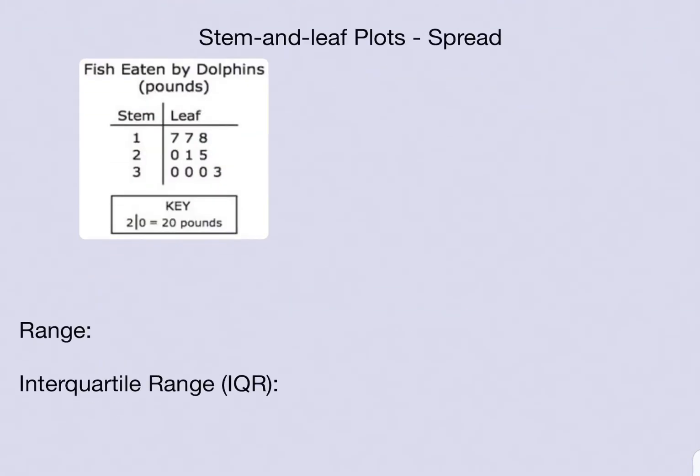Okay, moving on to measures of spread. Now, just looking at the stem and leaf plot, I'm going to go ahead and ask you, what do you think the range of this data is? Now, we don't even have to list out the numbers to find the range. We need to look at our first number here, which is 17, and our last or largest number here, which is 33. And we're going to subtract those. 33 minus 17 gives us 16 for our range. That's the space between the smallest and the largest number.